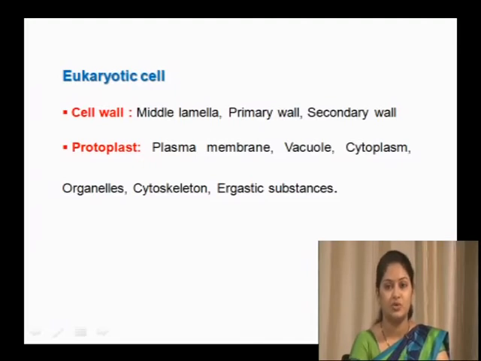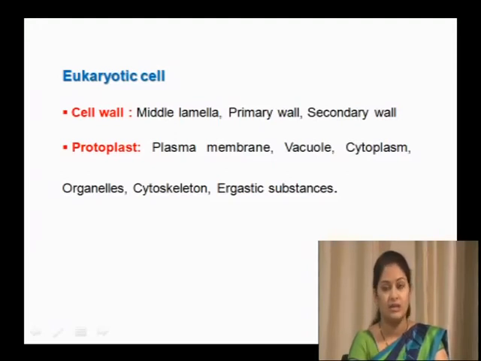The next component is protoplast. Protoplast is the entire living content within the plant cell, or a typical animal cell. When protoplast is considered, it has an outer covering living membrane called the plasma membrane. In plants you can find the vacuole, which is surrounded by tonoplast, and it contains cell sap. In between the plasma membrane and tonoplast you can find the cytoplasm. Cytoplasm further holds the organelles, cytoskeleton, and ergastic substances.